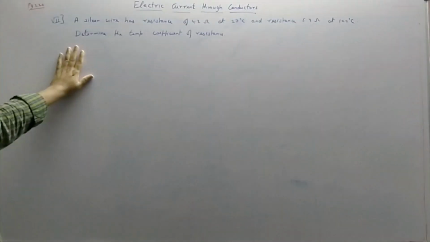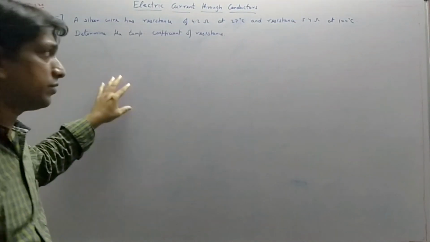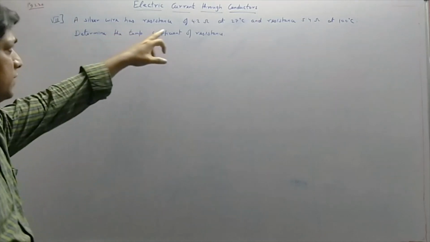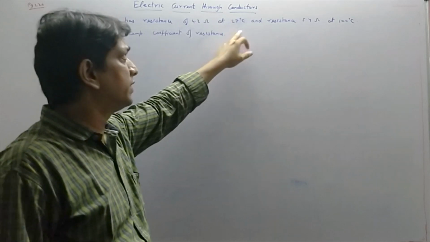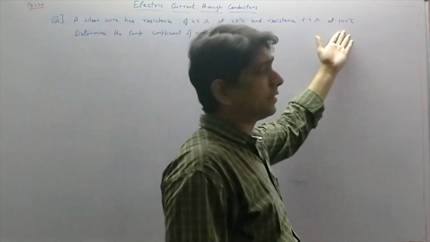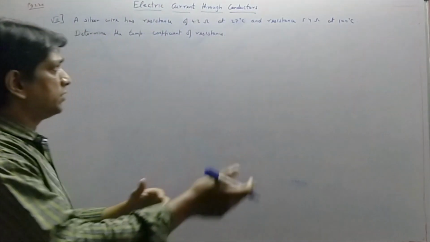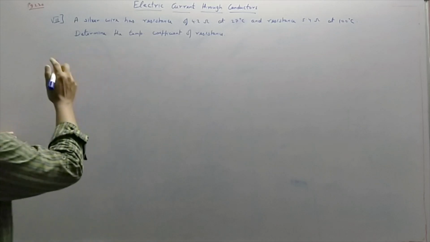So this is the current flowing through resistances R1 and R2. Sum number 7 is based on the temperature coefficient of resistance. A silver wire has a resistance of 4.2 ohms at T1 degrees Celsius, at 27 degrees Celsius, and the resistance becomes 5.4 ohms at 100 degrees Celsius. So there is a rise in temperature, and resistance increases. Determine the temperature coefficient of resistance. So we have to find alpha here.